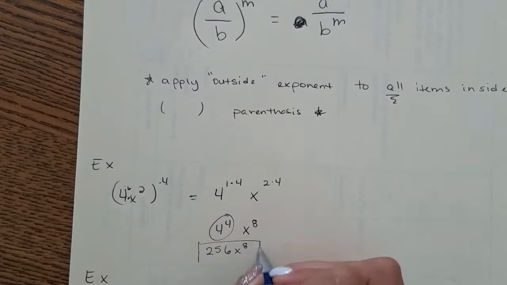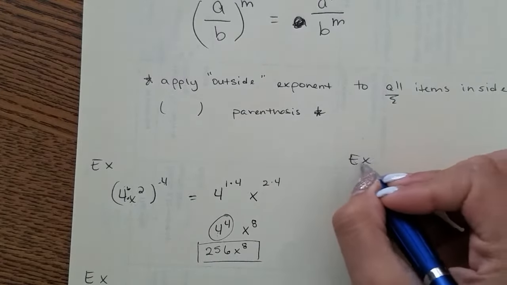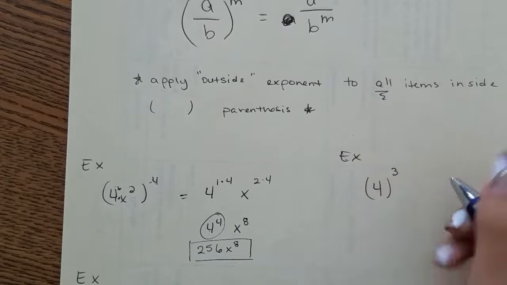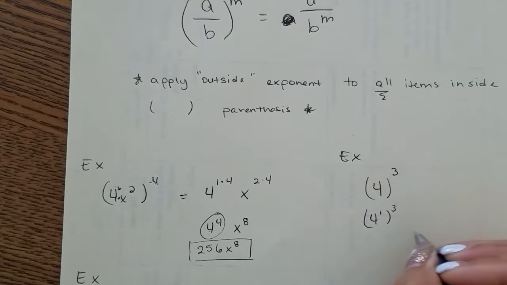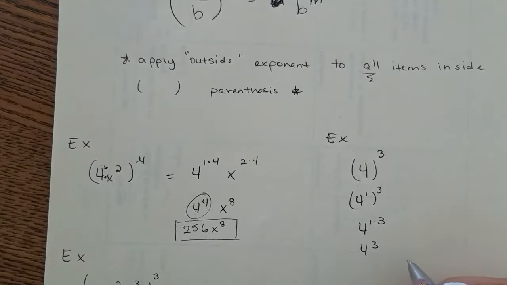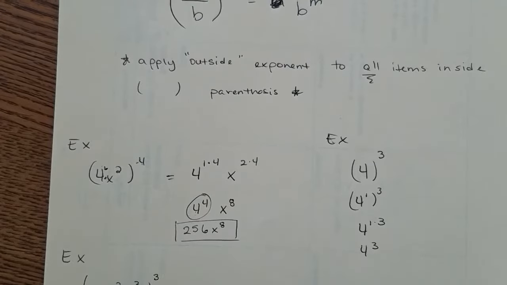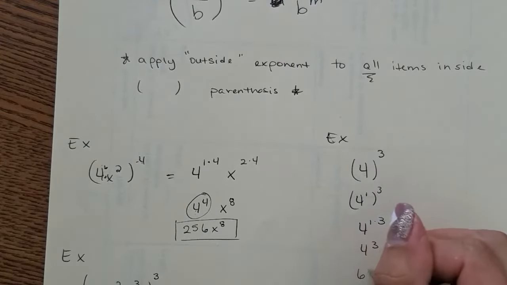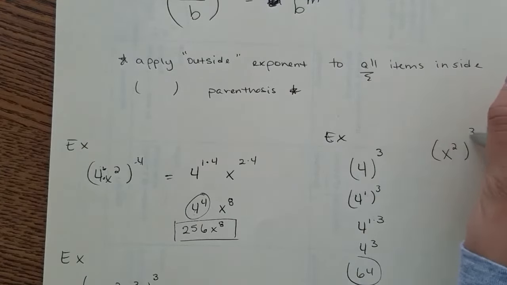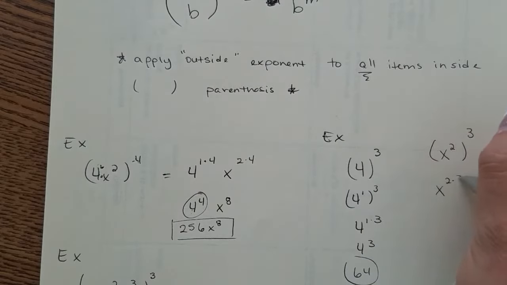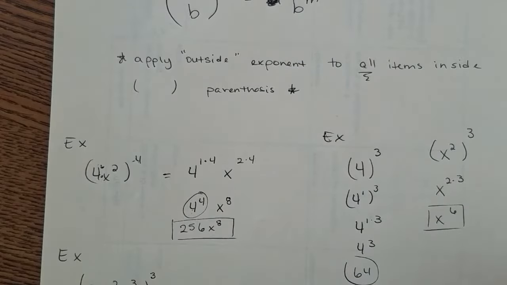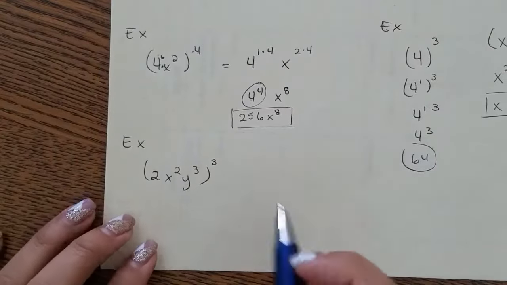Okay, if that was a little complicated, it's like if you have 4 cubed, okay, that's like 4 to the 1 to the 3rd power, which is 4 to the 1 times 3, which is 4 to the 3, which you would just evaluate in your calculator, which is 64. Okay, it's also if you had x squared cubed. Okay, that would be x to the 2 times 3, which is x to the 6th, and that would be your answer there. Okay, they're going to get a little more complicated.